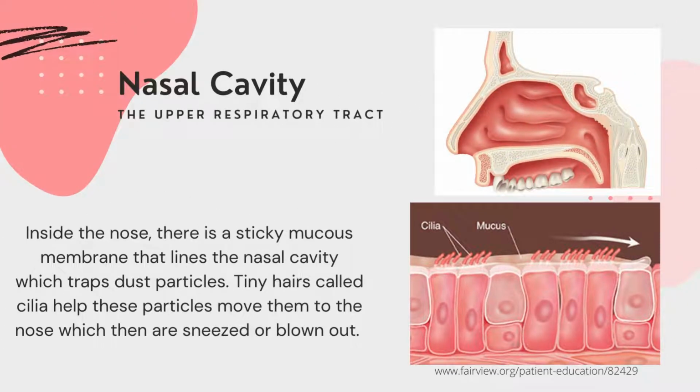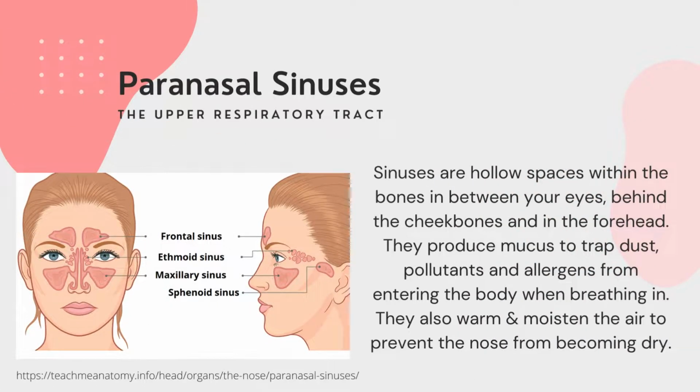Inside the nose, there's a sticky mucous membrane that lines the nasal cavity and traps dust particles. Tiny hairs called cilia help these particles move to the nose, and then they are sneezed or blown out. Sinuses are hollow spaces within the bones in between your eyes, behind the cheekbones, and in the forehead. They produce mucus to trap dust, pollutants, and allergens from entering the body when we breathe in. They also warm and moisten the air to prevent the nose from becoming dry.